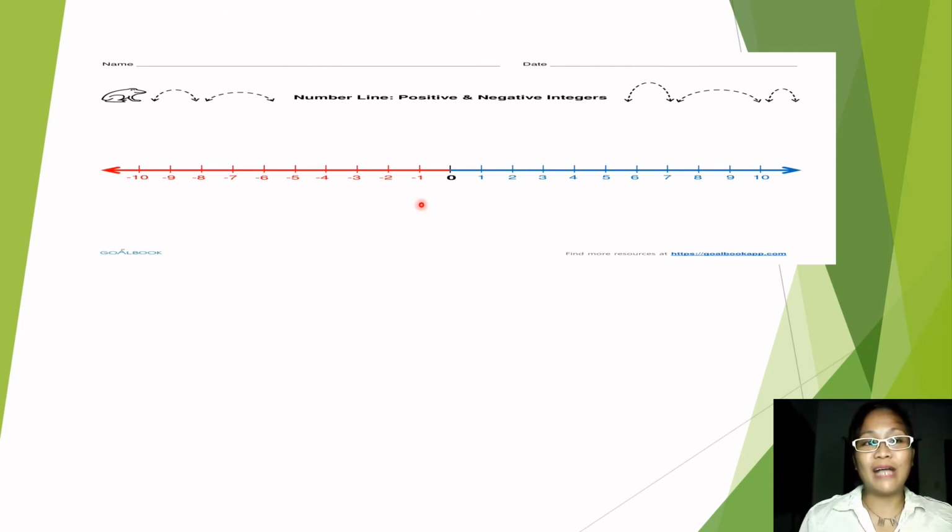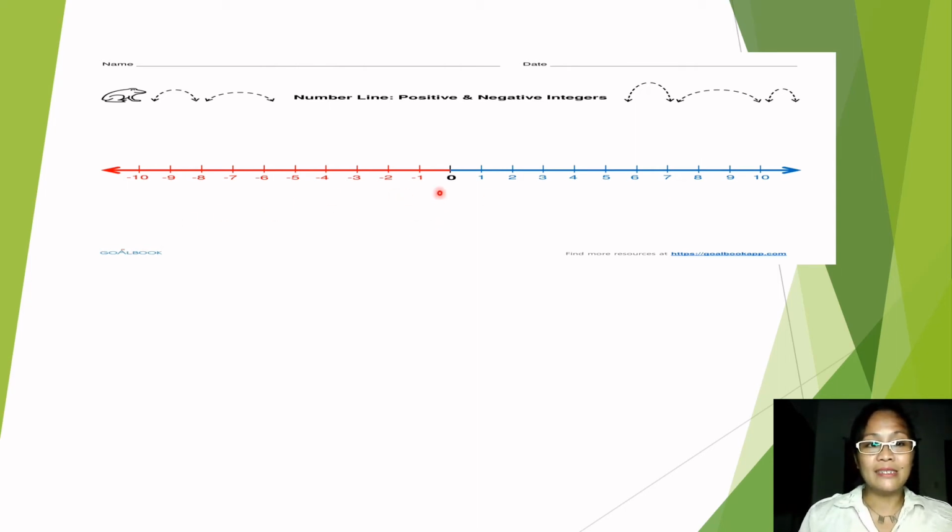So, ano nga ang relasyon ng number line at integer? Yung number line mismo ay halimbawa ng integers na. Bakit? Kasi kinabibilangan ito ng 0, positive numbers, and negative numbers.